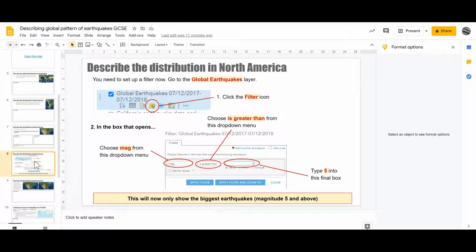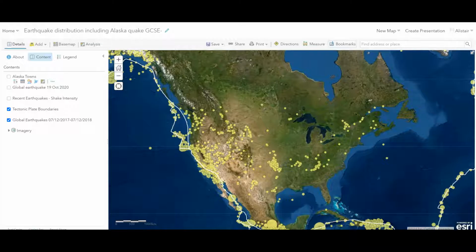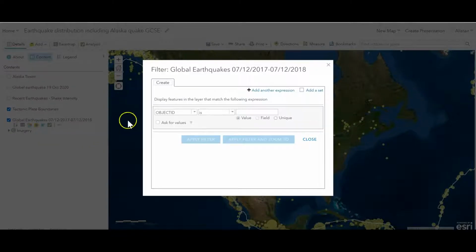Okay, then we're going to narrow the focus down a little bit more in North America, and for this you're going to need to set up a filter. Now there's the instructions step by step, but let's jump on in and I'm going to show you what we're going to do. Right, so it's the global earthquakes layer, this one here, and this is your little filter icon. If I hover over it, you can see that the filter's there. You click on it and you've got three boxes that you need to do something with.